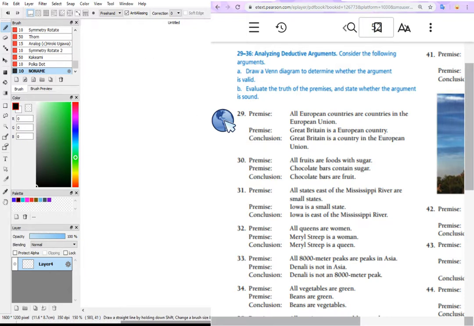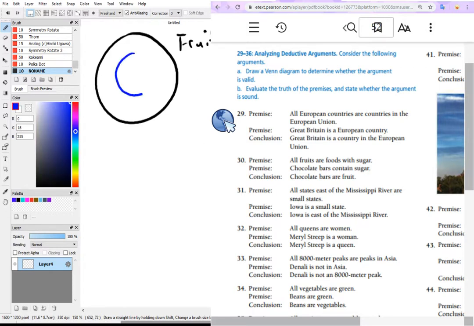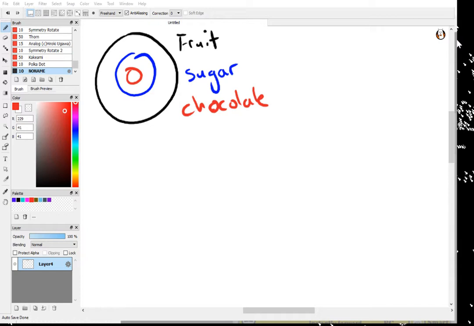So let's see here. Are all fruits foods with sugar? So this is our fruit. And then right in here we have sugar. And inside of that is chocolate bars. So that's what we're looking at, and we want to figure out, is this valid? Is this sound? What is this?